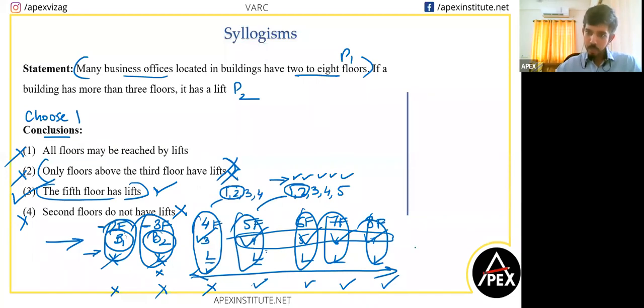Okay, there's another one for conclusion 1. If we take a building with more than 3 floors, then the first conclusion may follow. Yes, all floors may be reached by lift. But here you're talking about all floors in all buildings. You can't concentrate on buildings with more than 3 floors. Yeah, A3G3. So this is all floors, and that includes floors in these buildings as well. They don't have a lift, so you can't reach them by lift. Yes, slightly confusing, but we have to work at it from the logical perspective.